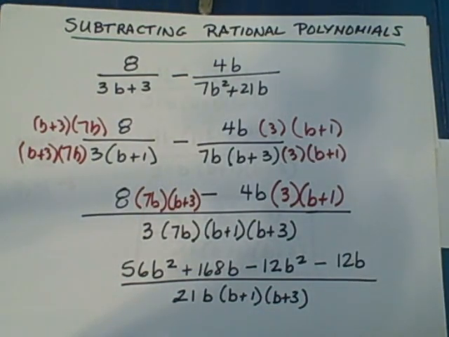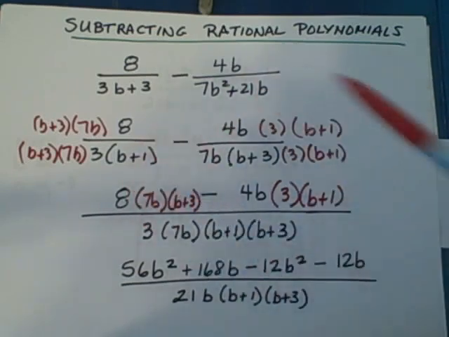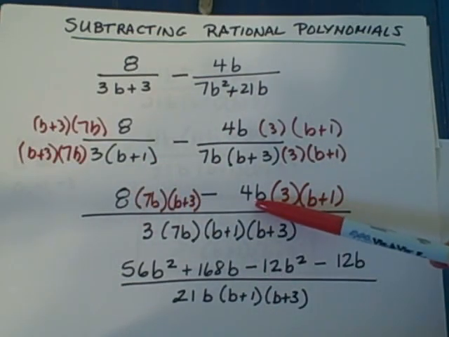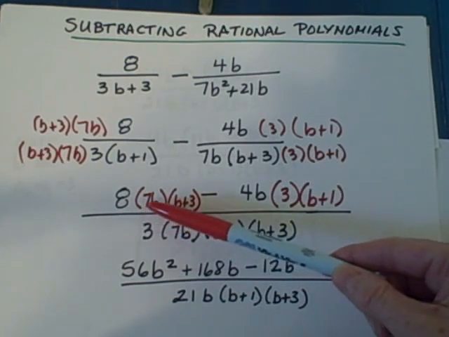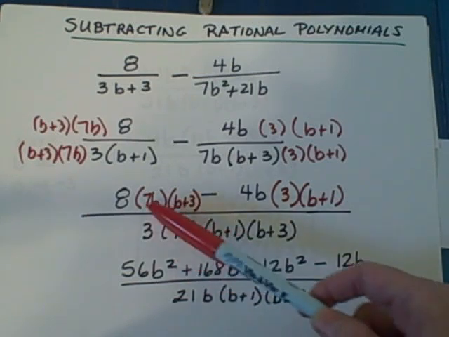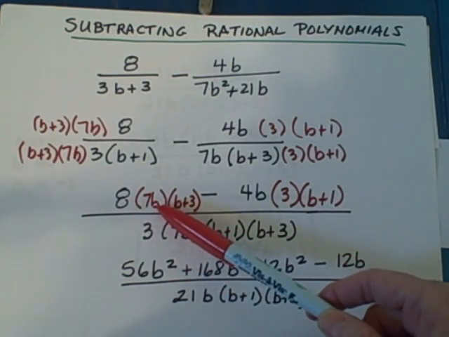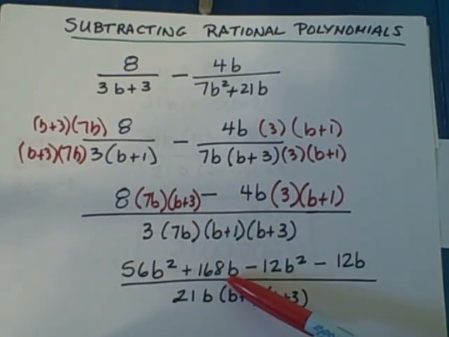And so once I multiply that together, notice I have the 7b and the b plus 3 times the 8, and the 3 times the b plus 1 times this. 8 times 7 is 56. b times b gives me 56b squared. 8 times 7b is 56b times 3 gives me 168b.